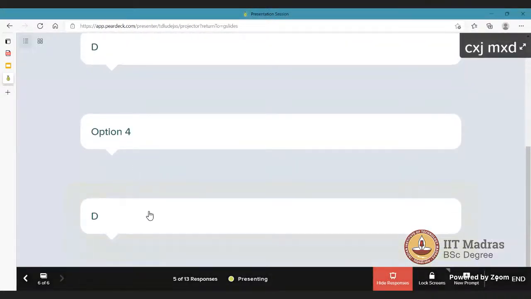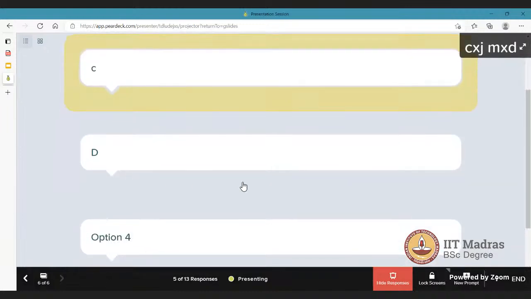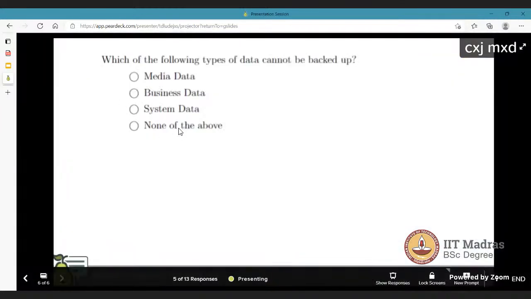So D, option C. Okay. Can anybody tell why system data cannot be backed up? Anyone? Okay. Can you tell what comes under media data? Anyone? Photograph, music, video. Videos, images. Yeah, graphics basically. Yeah, right.